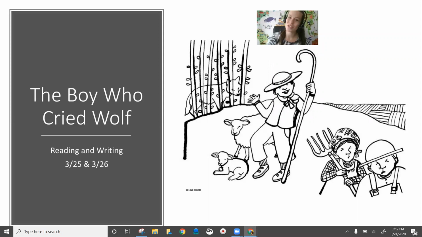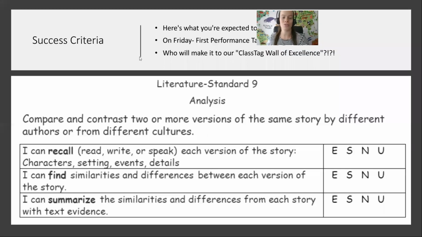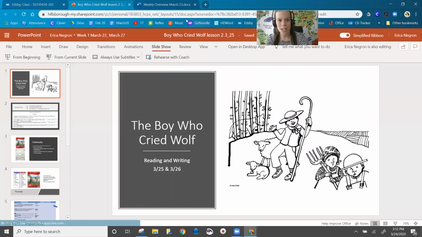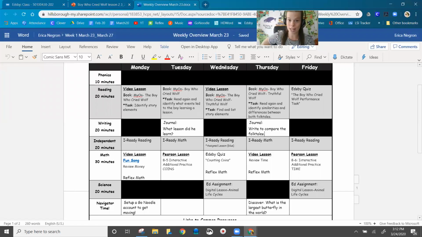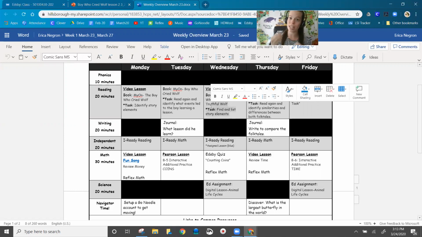We are going to read The Boy Who Cried Wolf, but the second version of the story, where we will see the wolf's point of view and maybe the truth behind the story. So, if you look at your overview for the week, it's right here. It says that today, Wednesday, you are going to read the book, and then you are going to find and list those story elements again.